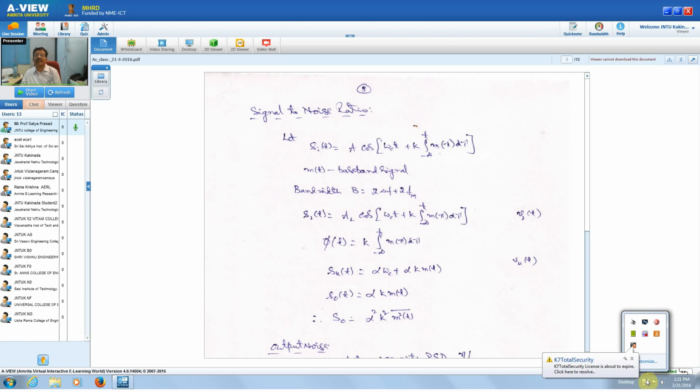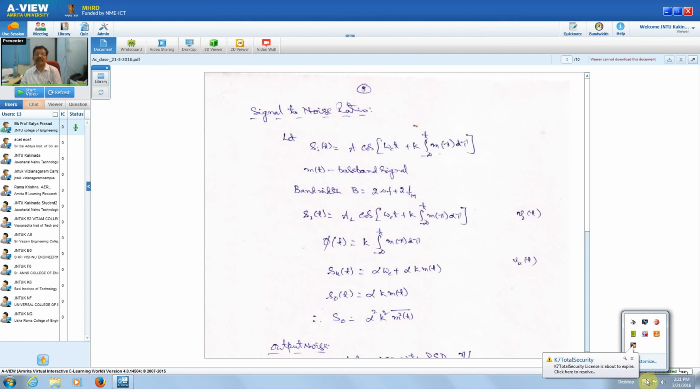So that is what we have seen, that this definition gives the frequency variation. Therefore, S_4(t), or V_4(t) in the block diagram, is going to be αω_c + α d/dt of φ(t). Since d/dt of φ(t) is equal to k m(t), the output of the envelope detector is going to be αω_c + αk m(t).